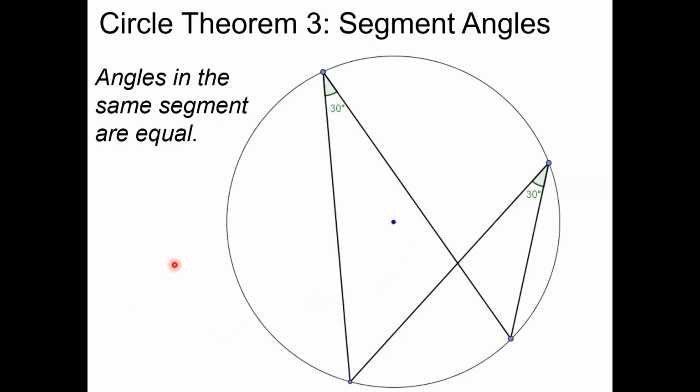Now the next theorem is the segment angles theorem. Angles in the same segment are equal. So if you look at these, we have an arc AB, and this same arc subtends an angle in the same segment as that of this. And so if this angle is 30 degrees, then this angle is also going to be what? The same 30 degrees.